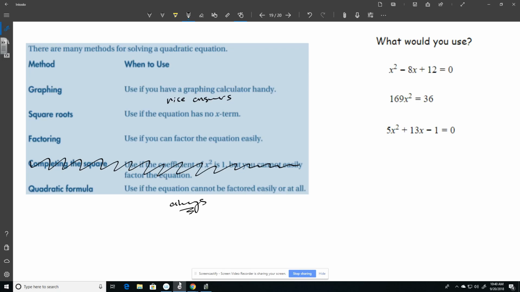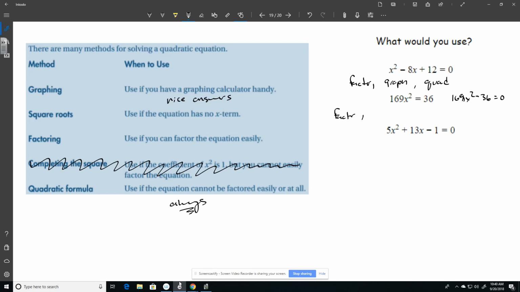So if these were my cases, x squared minus 8x plus 12, maybe I'm really good at factoring, and I can recognize quickly how to factor that, and that's going to be the fastest solution. It might graph nicely, so that's one possible way. If not, then maybe I would do the quadratic formula. This one in the middle looks really messy. 169x squared equals 36. So 169x squared minus 36 equals 0. Maybe you can factor that. It is easy to factor if you remember the shortcuts.